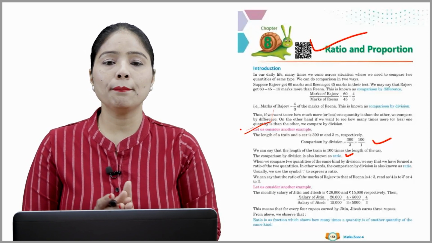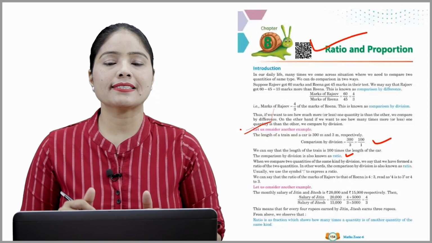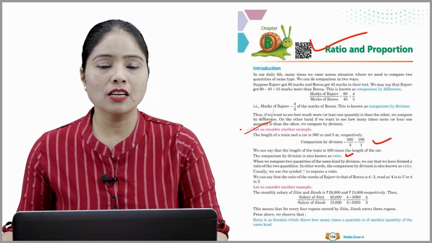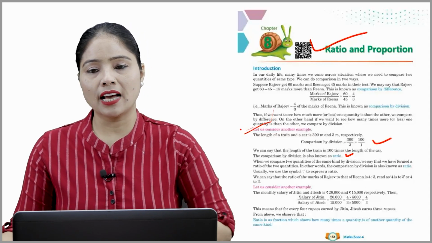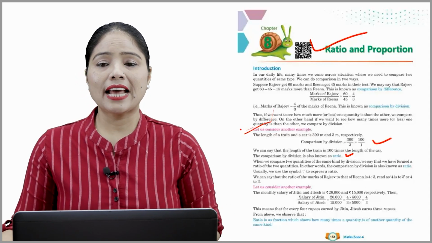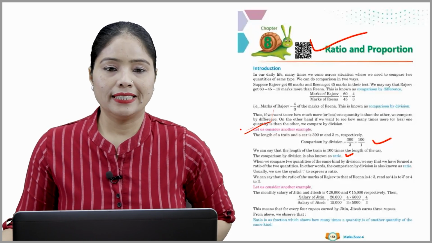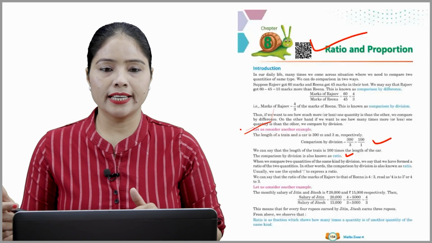Usually, we use the symbol double dot to express a ratio. We can say that the ratio of the marks of Rajiv to that of Reena is 4 by 3, read as 4 is to 3, or 4 to 3.